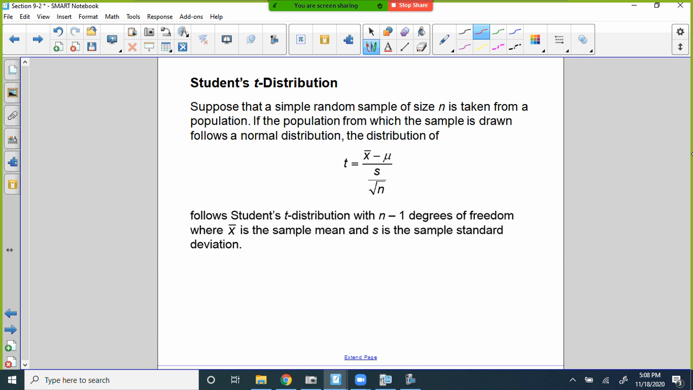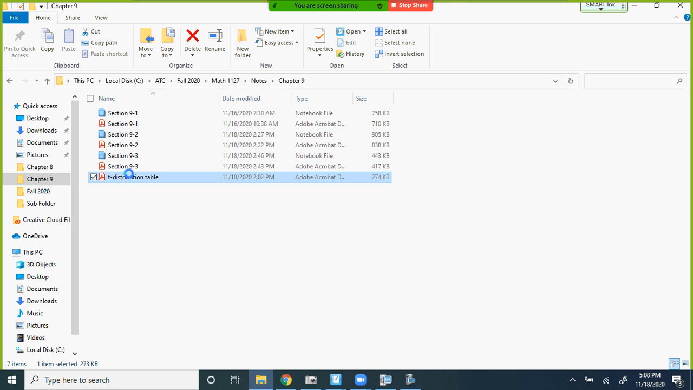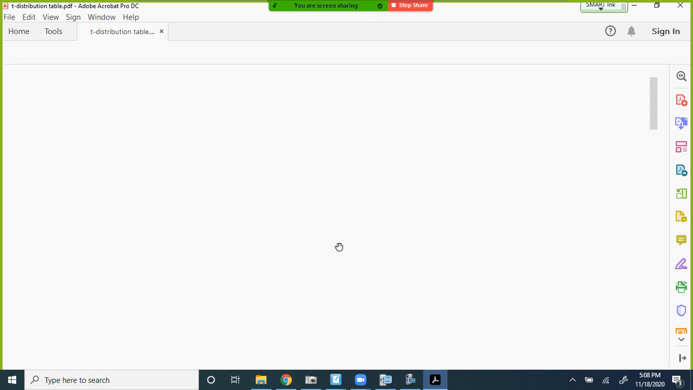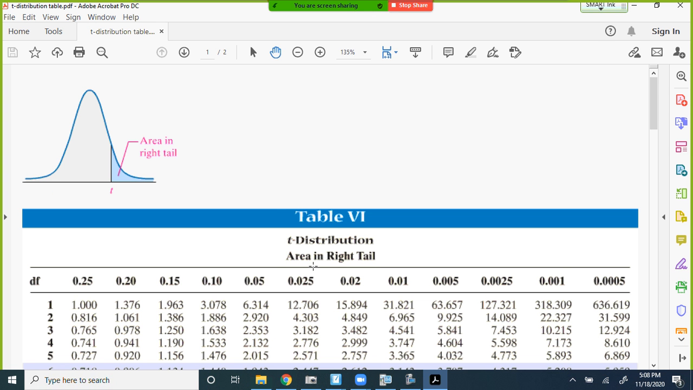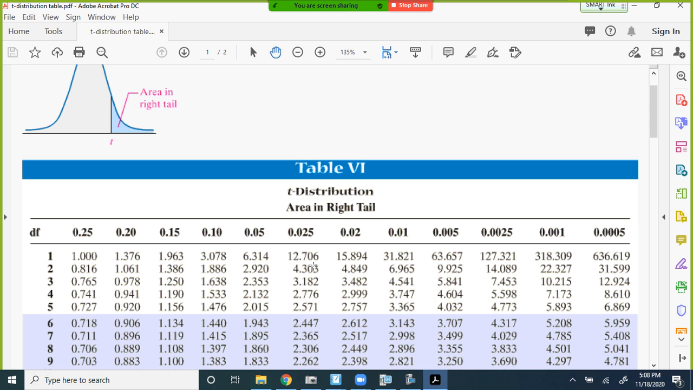Well, we have T values, right? Let's see if I can bring it up. I think I got it. Yeah, right there. I have a T distribution table. It's the same one that you have in your book, right? So you're looking at a T distribution. How does that differ from a Z-score? Well, a T distribution is a little bit more relaxed. It takes in a lot more area. It includes a little bit more variability, okay?